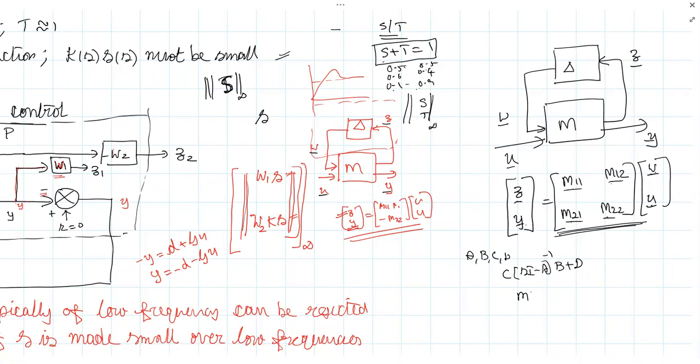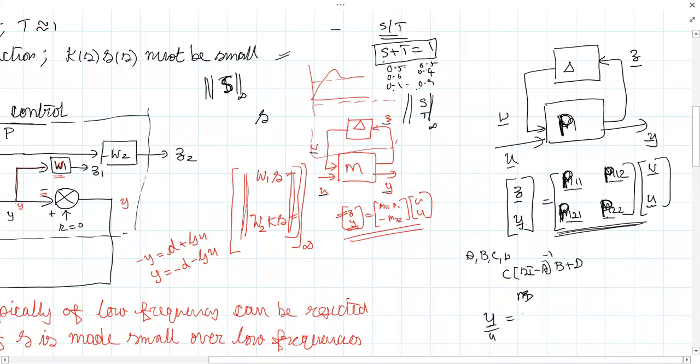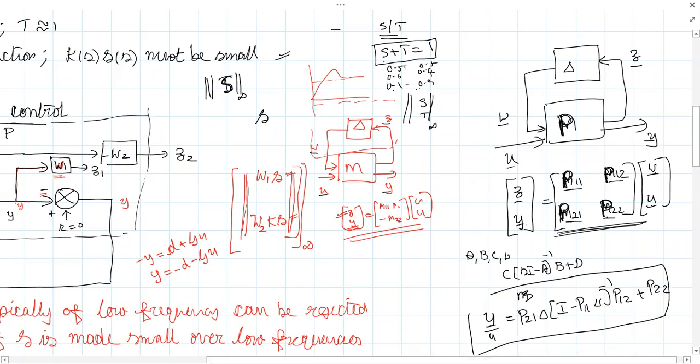We have discussed upper LFT and lower LFT, right? We use the notation capital P, so this is P11. Here we could have written between Y and U: P21 delta into (I minus P11 delta) inverse P12 plus P22. What is this actually? This is the transfer function between output Y and input U. Like that, you can have all the transfer functions.